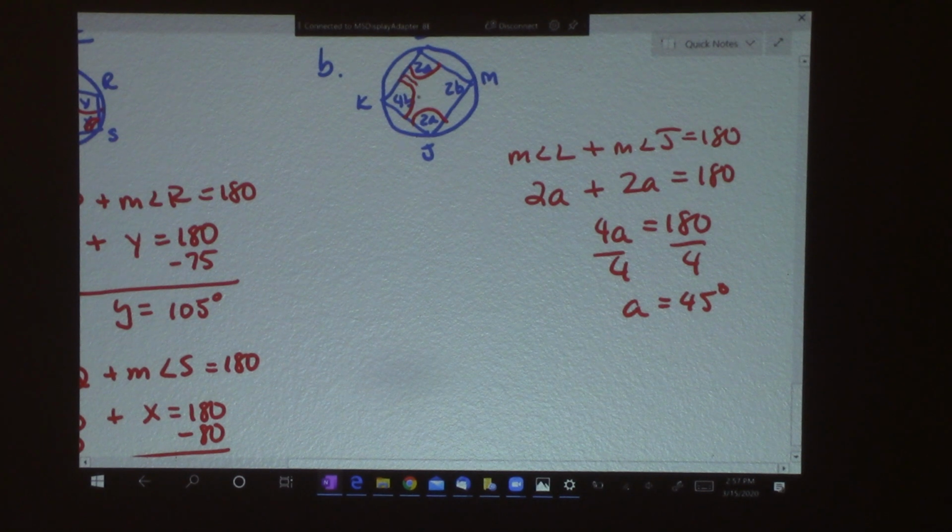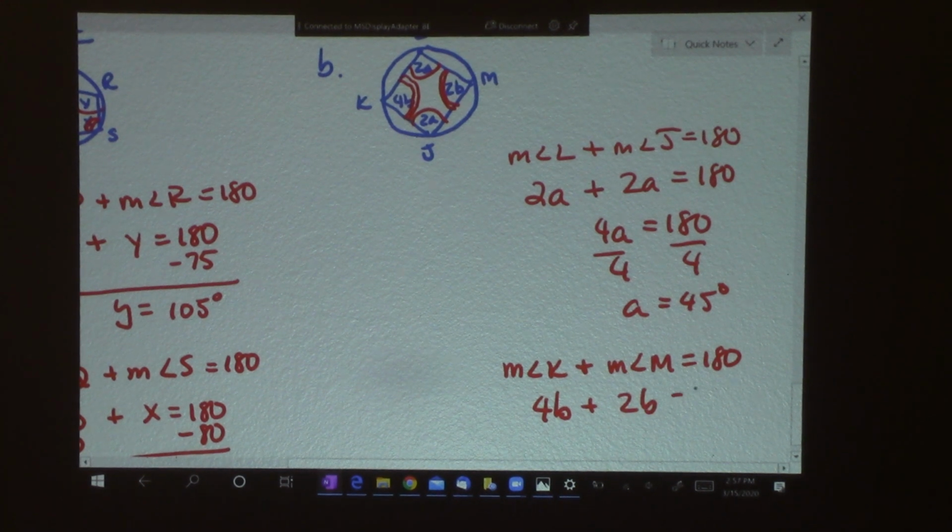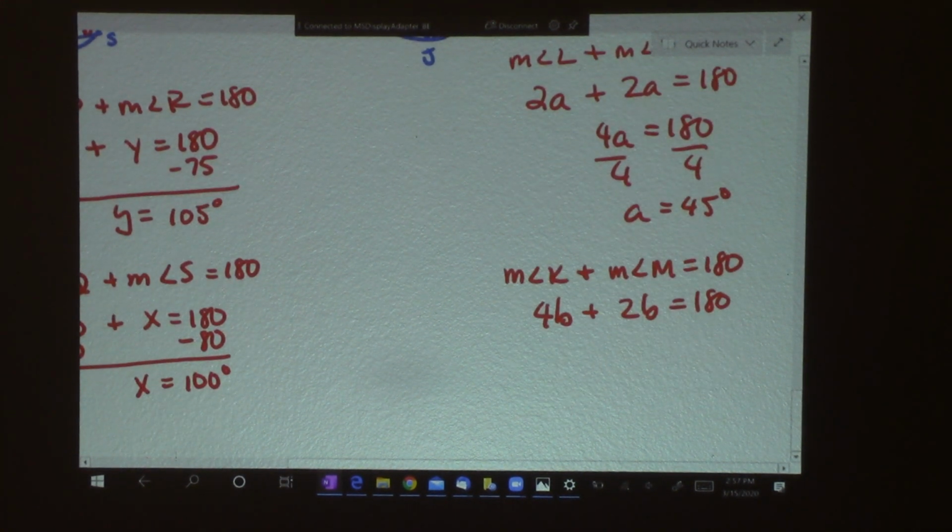So here's this angle, K and M. They're opposites and supplementary. So I would say the measure of angle K plus the measure of angle M equals 180. So 4B plus 2B equals 180. So now I have a simple algebra problem like I did in the one before. So 4 plus 2 is 6. Divide by 6. B equals 30 degrees.